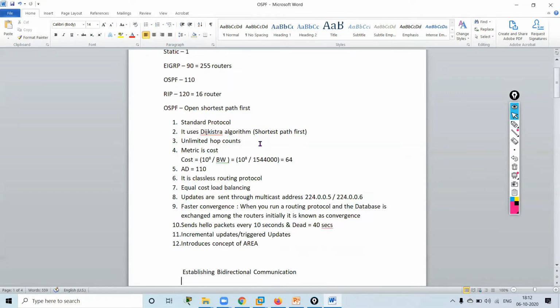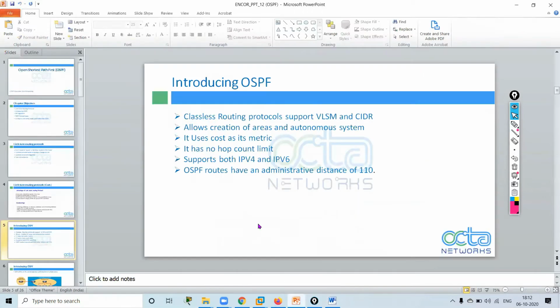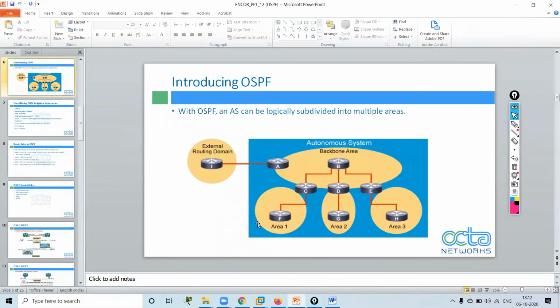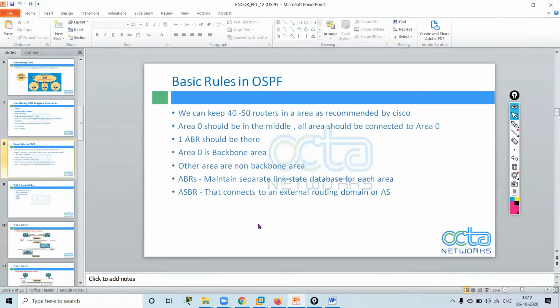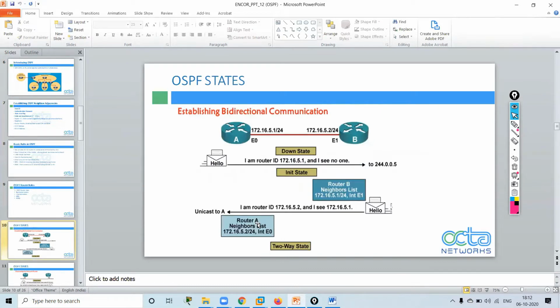So this is what we all know in OSPF introduction. Now these are some states through which the router goes before forming a full neighborship. They are listed here. You can see the down state, establishing bidirectional communication. The first state is the down state.